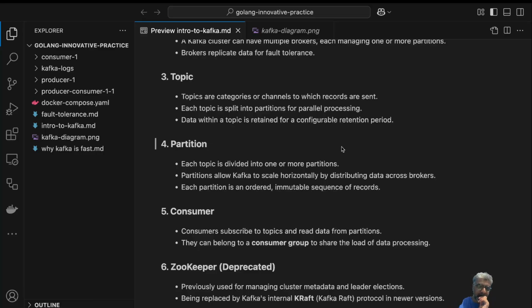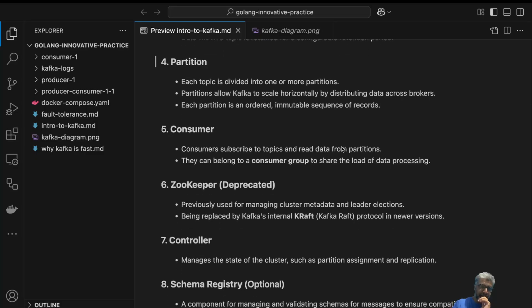And the second thing is called Zookeeper. Zookeeper has been deprecated. With the advent of Kafka version 2.8, Zookeeper has been deprecated. Still, people are using Zookeeper. Zookeeper has been replaced by an internal Raft algorithm called KRaft, the Kafka Raft protocol, from version 2.8 onwards. Initially it started as experimental, and then it was stabilized and standardized. Now many organizations are using KRaft.